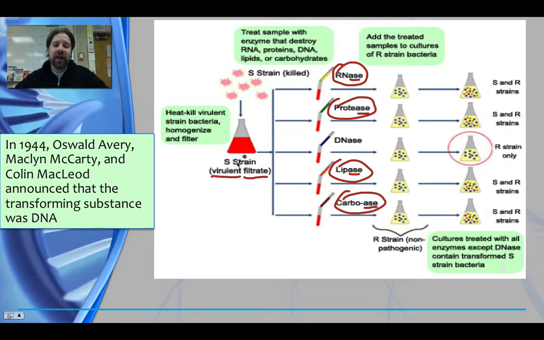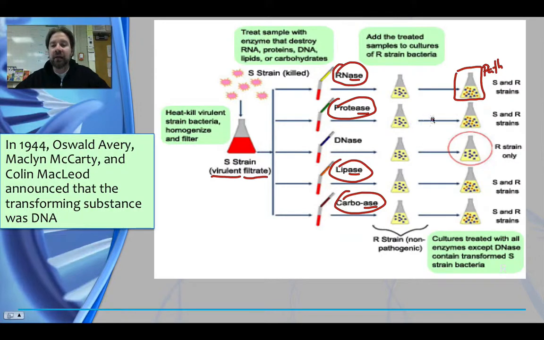He hits that S strain filtrate with the RNase, which destroys all RNA. He then adds the treated samples to cultures of R strain, or the harmless bacteria, and what he finds out is that it changes it to both S and R strains. So this is pathogenic. This group of scientists then treat their filtrate with protease, which destroys the protein in that sample.